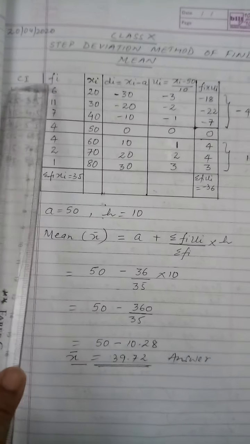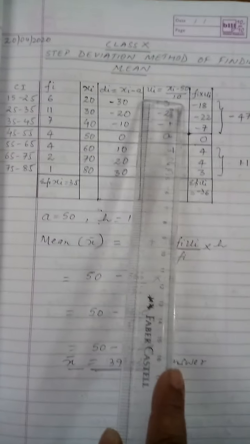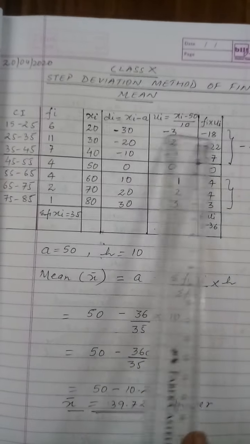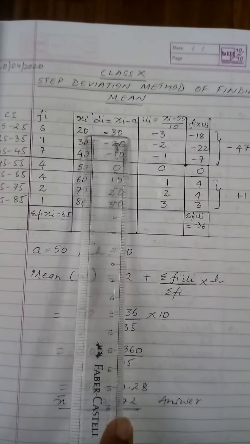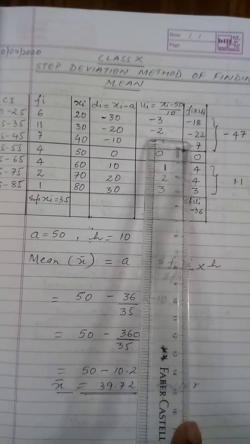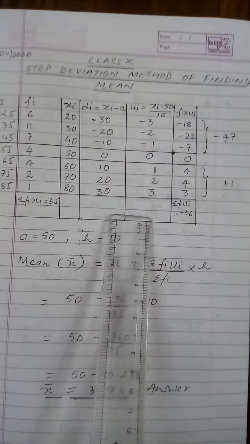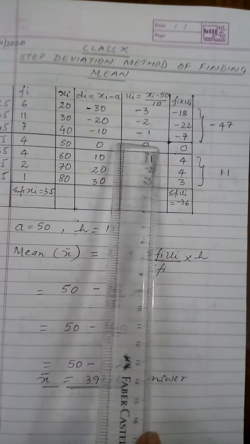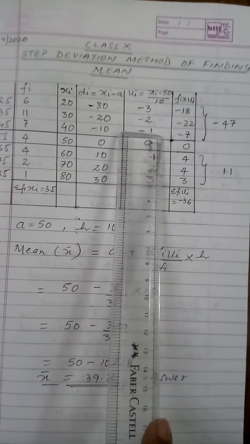That is 25 minus 15 is giving me 10. That is what I have taken 10 over here. So I am going to divide each of the Di by this 10. So minus 30 divided by 10 gives me minus 3. Minus 20 divided by 10 gives me minus 2, and so on and so forth. So basically I have reduced my calculation further from what I got in the assume mean method.